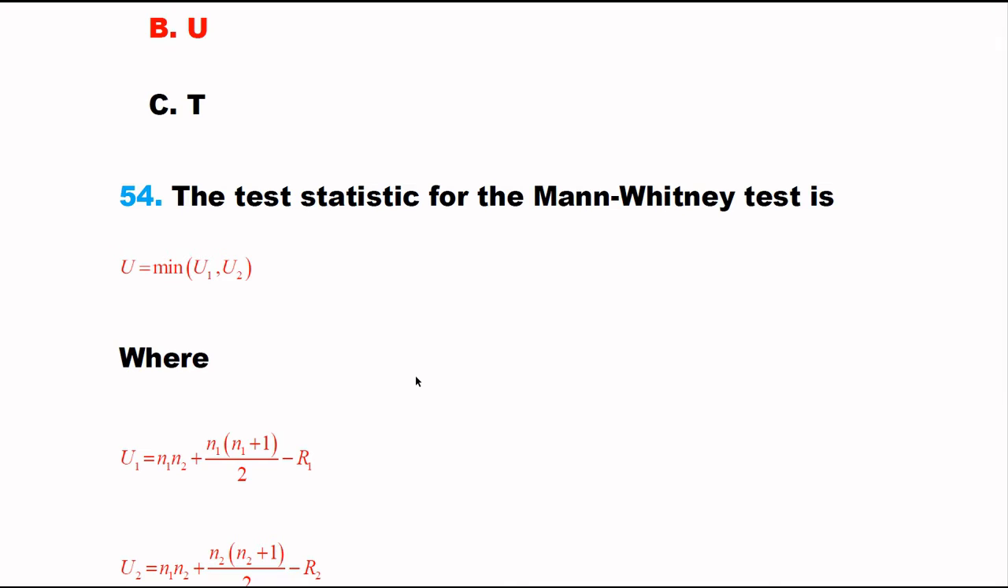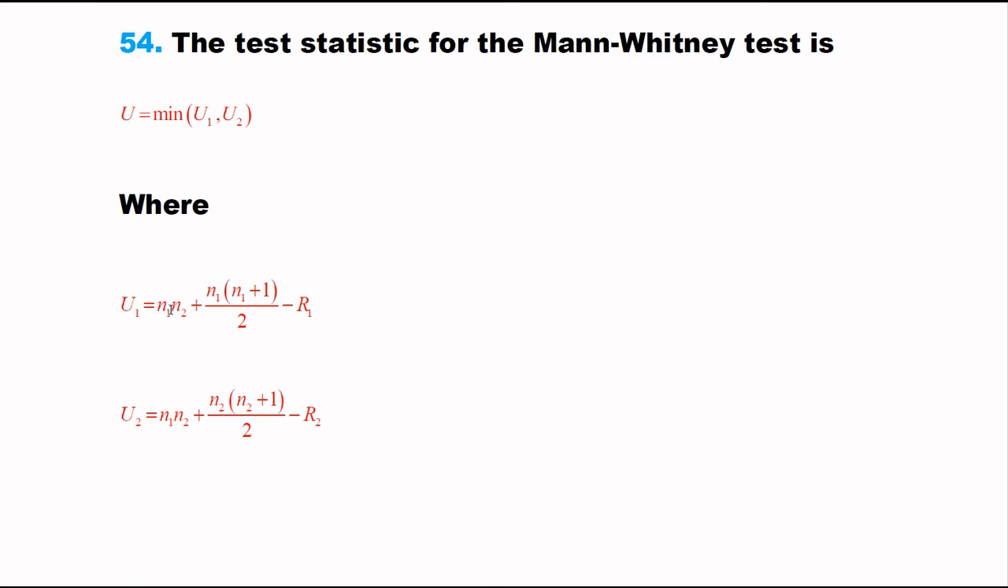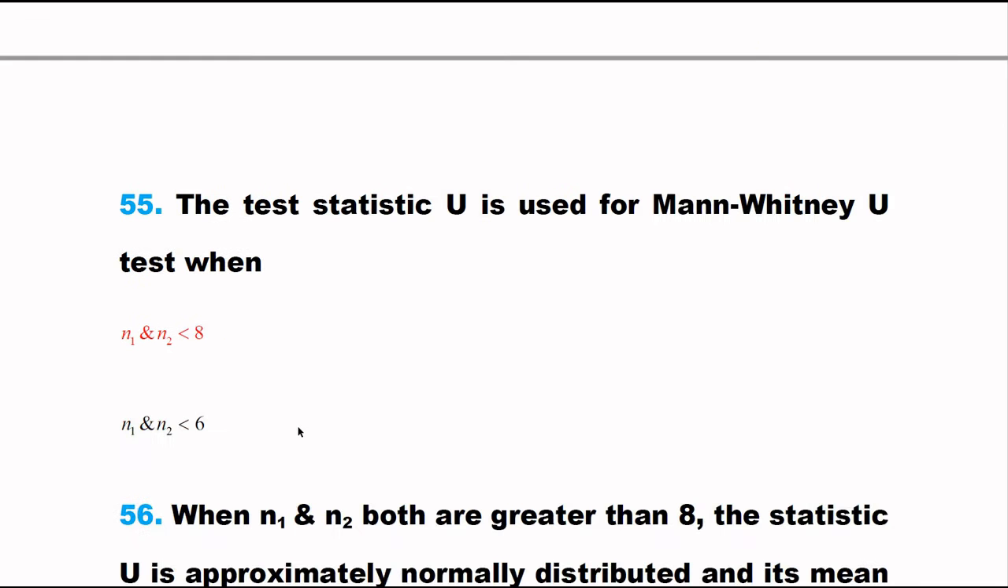The test statistic for the Mann-Whitney test is U equal to the minimum of U1 and U2, where U1 is N1 N2 plus N1 into N1 plus 1 by 2 minus R1. U2 is equal to N1 N2 plus N2 into N2 plus 1 by 2 minus R2. The test statistic U is used for the Mann-Whitney U test when N1 and N2 are less than 8.